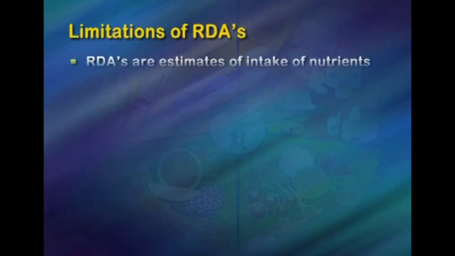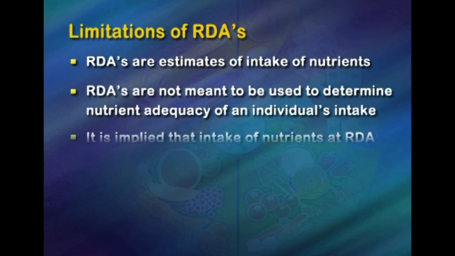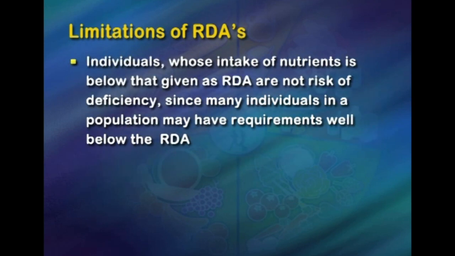Now, RDAs are only estimates of the intakes of nutrients, and they are not meant to be used to determine nutrient adequacy of an individual's intake. It is implied that intake of nutrients at the RDA level will involve very little risk of inadequacy. Individuals whose intake of nutrients is below the given RDA are not necessarily at risk of deficiency, since many individuals in a population may have requirements well below the normal RDA.